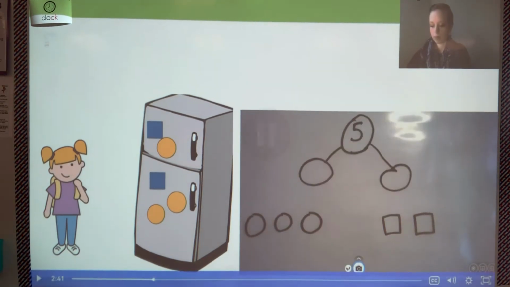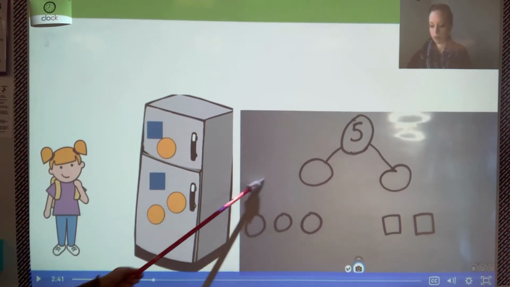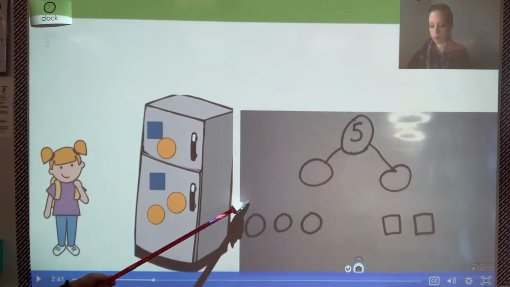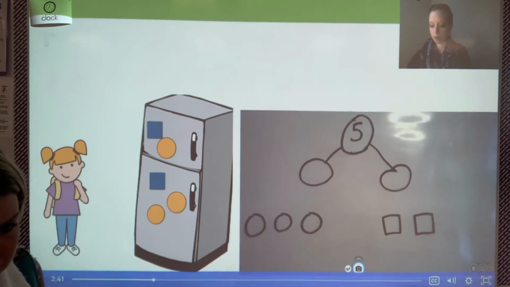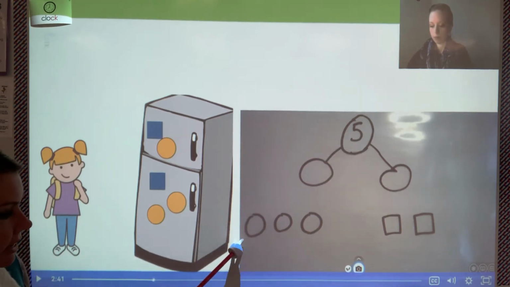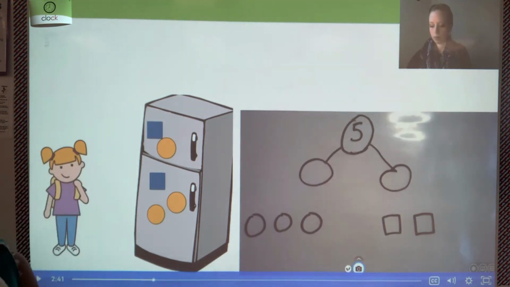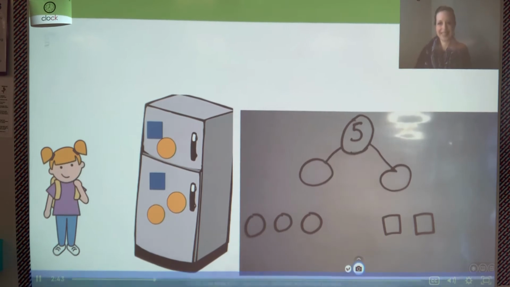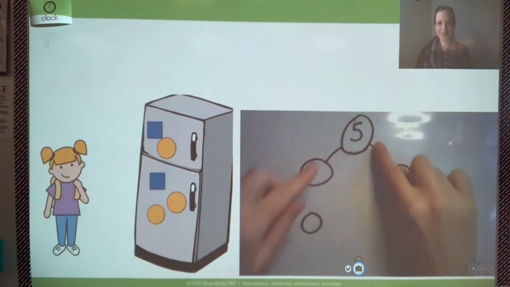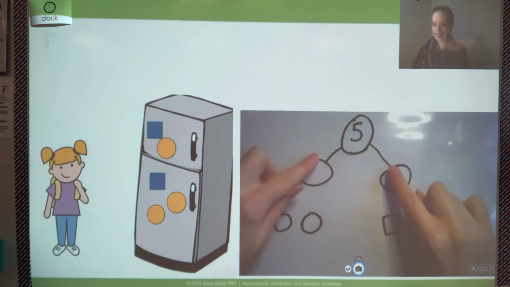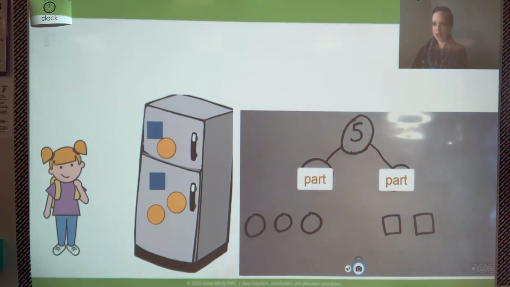So we see how she got that. The whole is everything together. So she took her circles and her squares and she combined them to make 5. See? 3, 4, 5. These are the 2 parts.